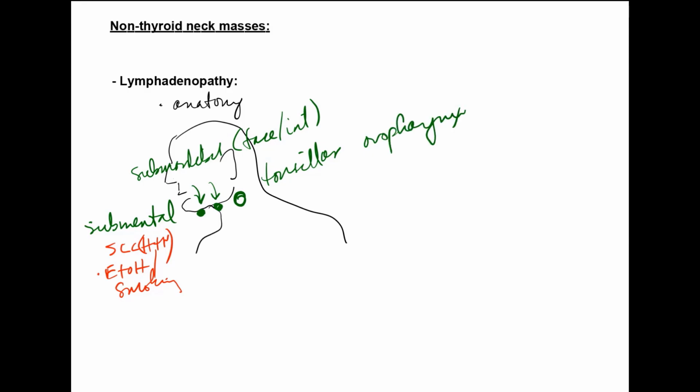And now we're going to pick up the other pattern of head and neck squamous cell carcinoma, which is related to the HPV infection.